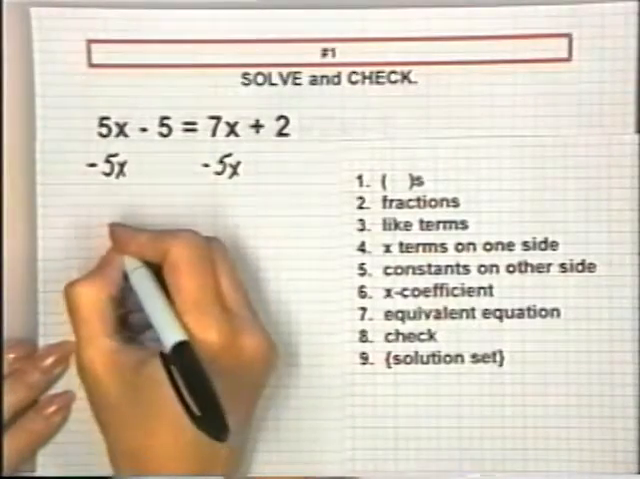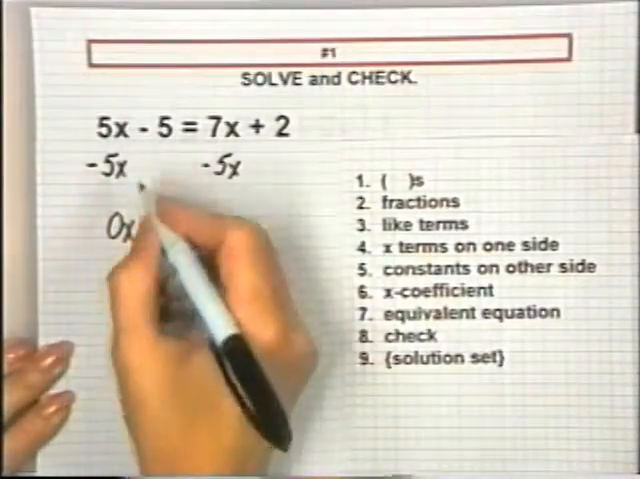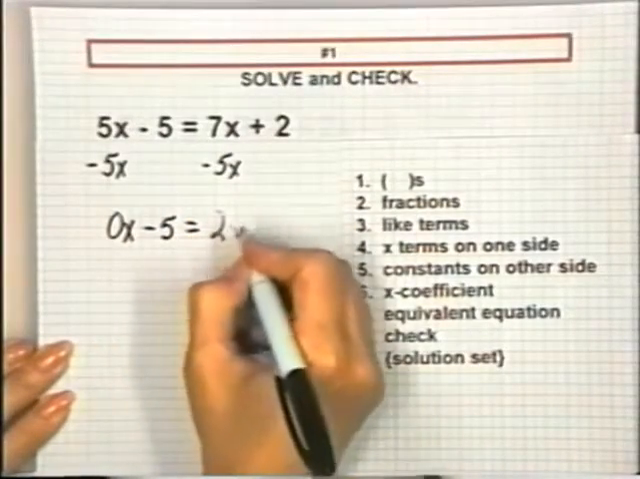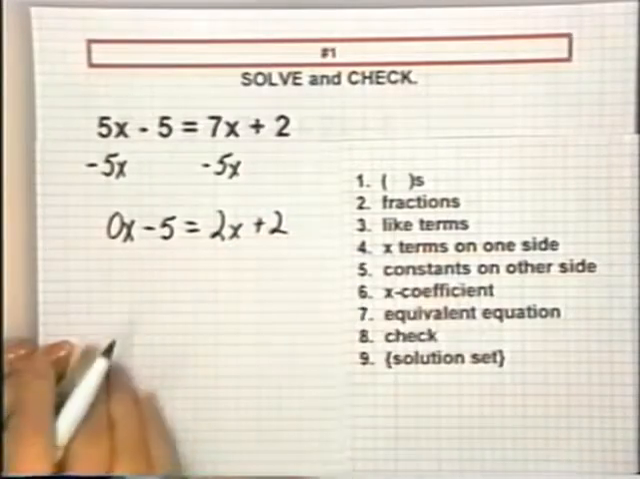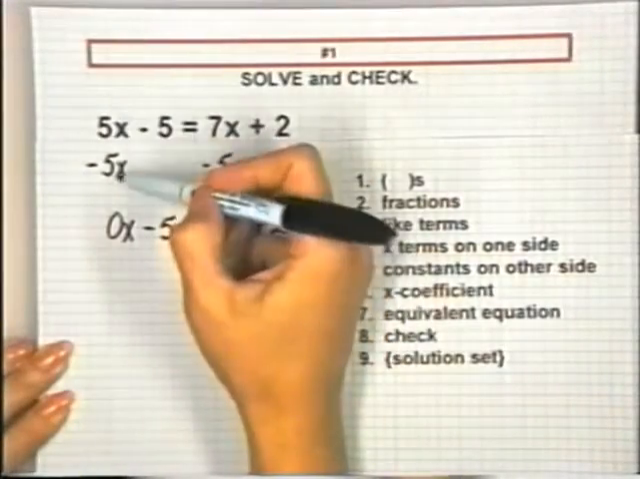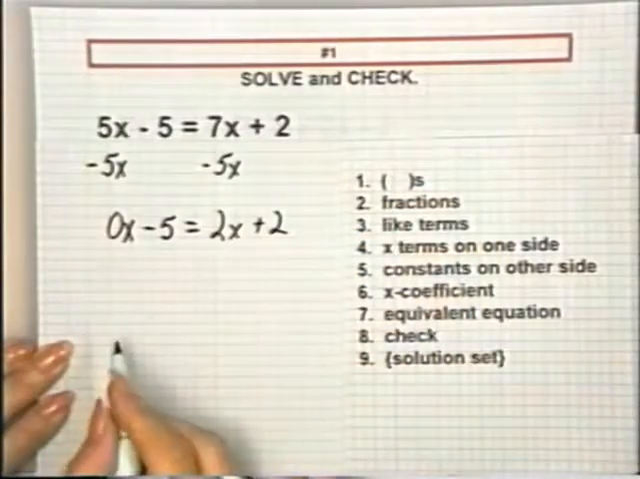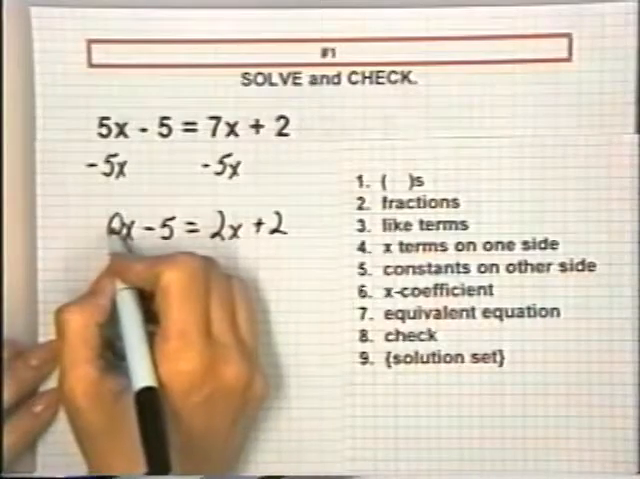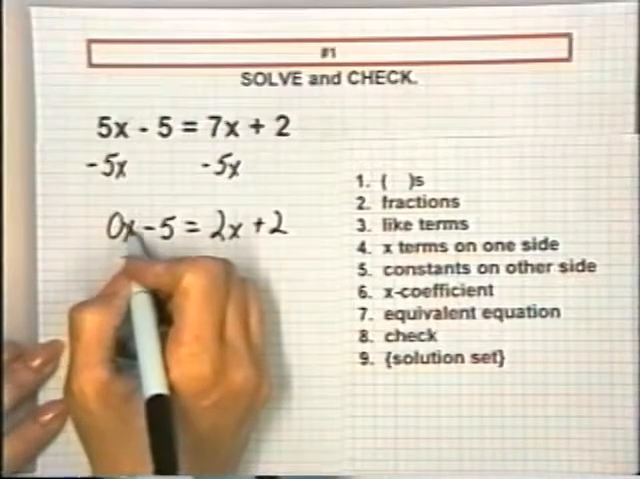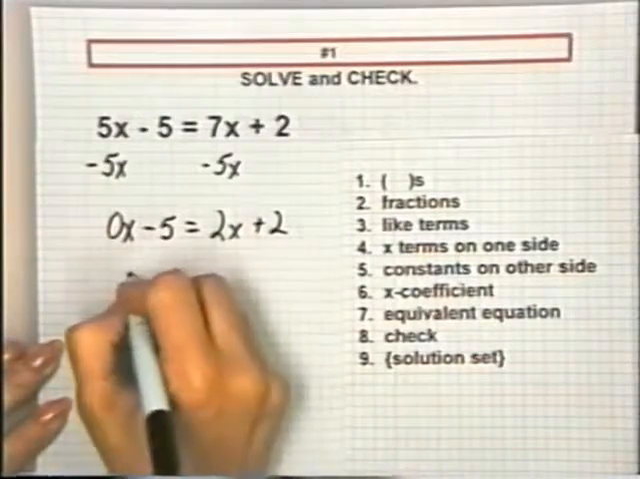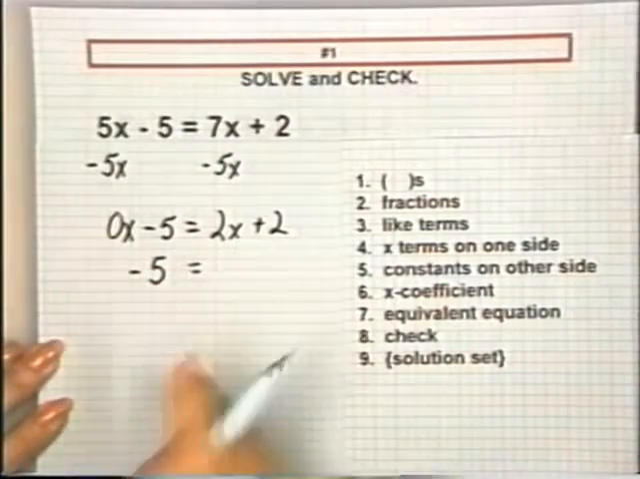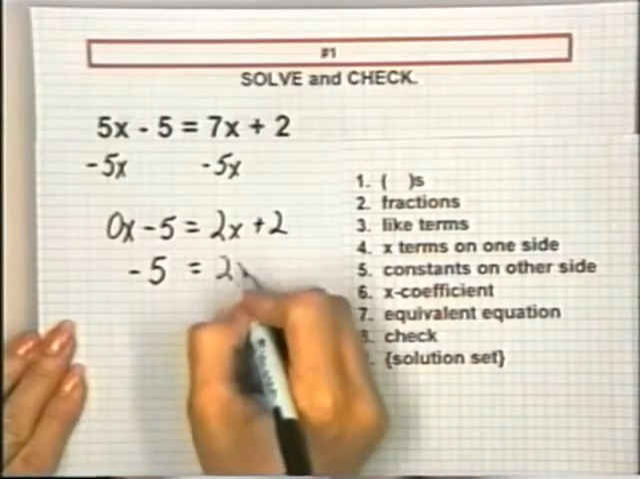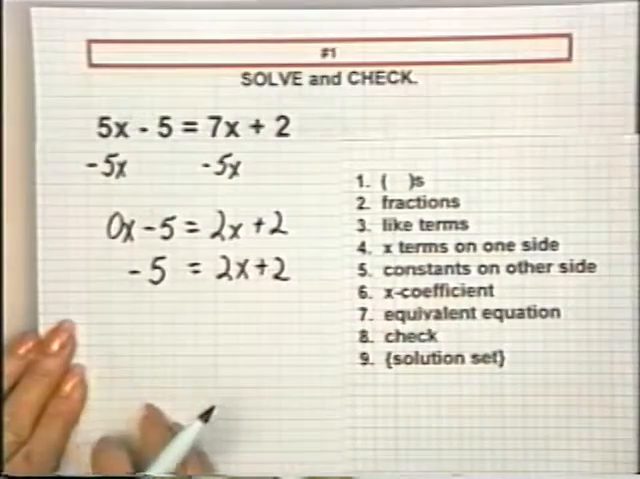5x subtract 5x gives me 0x. I did nothing with the minus 5. 7x subtract 5x gives me 2x. Plus 2. Please notice how I lined up my like terms. Now usually we do not write the 0x. We do not write it because 0 times x is 0. And 0 subtract 5 is simply a negative 5. So usually we just write a negative 5 there. So I have negative 5 equals 2x plus 2.